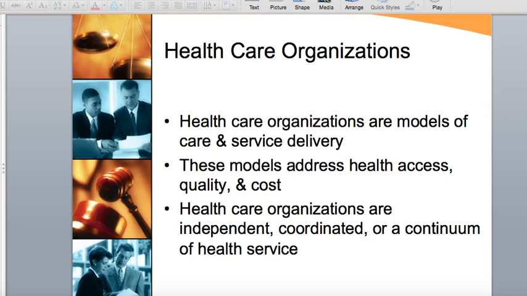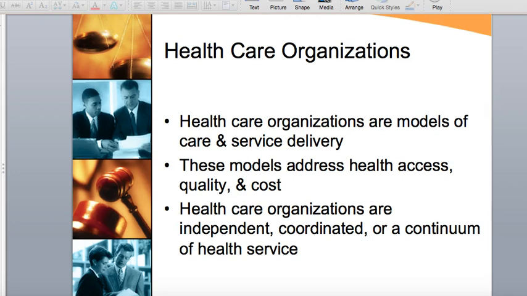So when we're talking about healthcare systems or healthcare organizations, we're talking about models of care and service delivery. All of the models that I've just talked about are meant to address some area of health need or health system improvement, either health access, quality, or cost. Healthcare organizations are independent, coordinated, or a continuum of health services. So when you're thinking about these health systems, you're evaluating or measuring the services that they provide as an independent, freestanding institution or practice or health system.